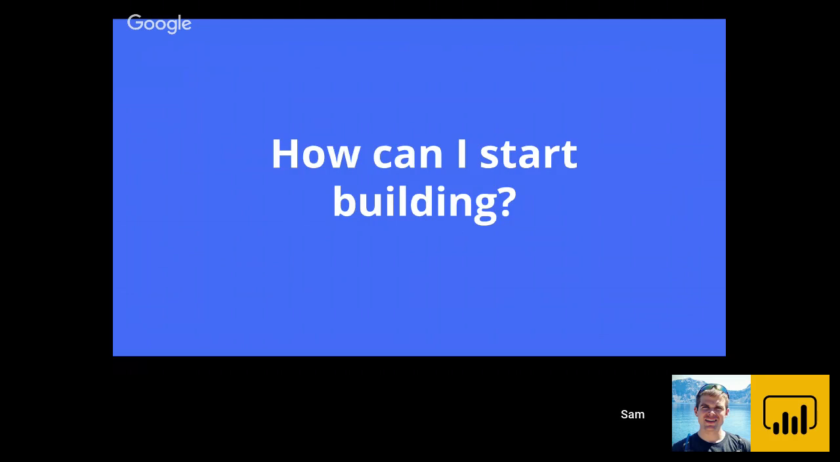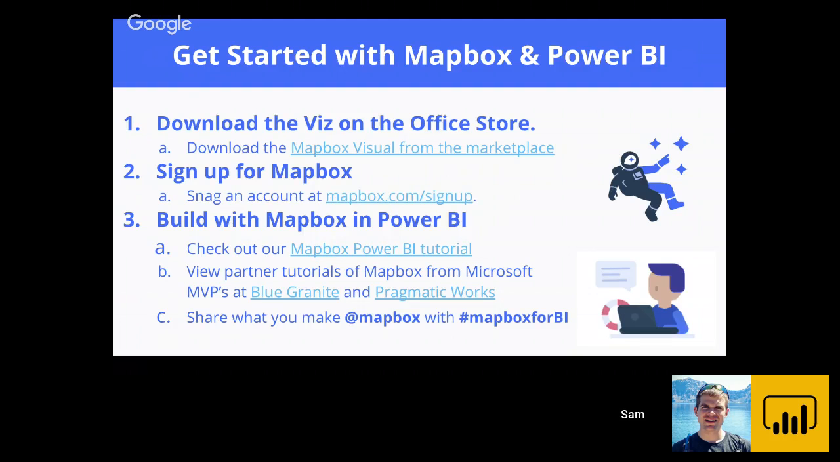So you're probably wondering how you can start building these types of things. First of all, the visualization is available on the Office store. It's pretty straightforward. In the visualization panel, there are those three dots. You click there and import a visualization from the marketplace. Search for Mapbox. We are on there. Add us. And then you'll also need a Mapbox account to get started as well.